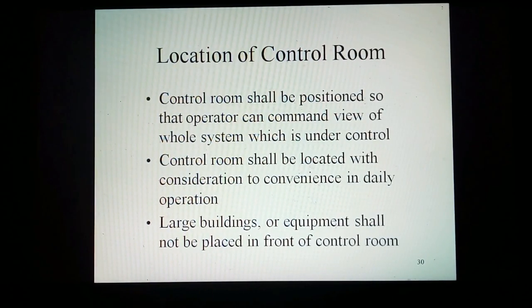The control room and substation shall be located with consideration to convenient and daily operation. The control room and substation shall be located from an economical standpoint so as to minimize the length of electrical and instrument cables entering and leaving, therefore. The control room shall be positioned so that the operator can command a view of the whole system which is under control. Large buildings or equipment shall not be placed in front of the control room.